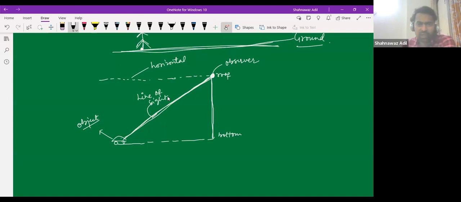So what are we doing? Are we looking up or looking down? With this horizontal, we are looking down. So the angle this line makes with the horizontal would be called the angle of depression.